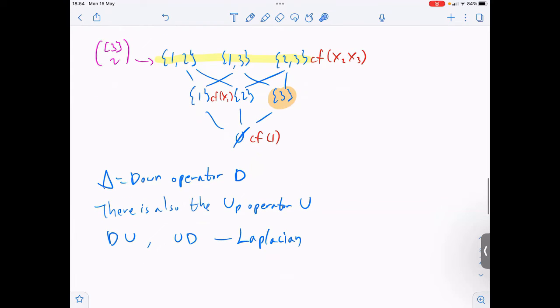Now, it so happens that DU and UD, if you run this on layer L, then the difference is something like n minus 2L, or maybe it's 2L minus n. So I hope I'm getting this right. Okay, so these operators, if you do the multiplication in the right direction, then you get this kind of identity.